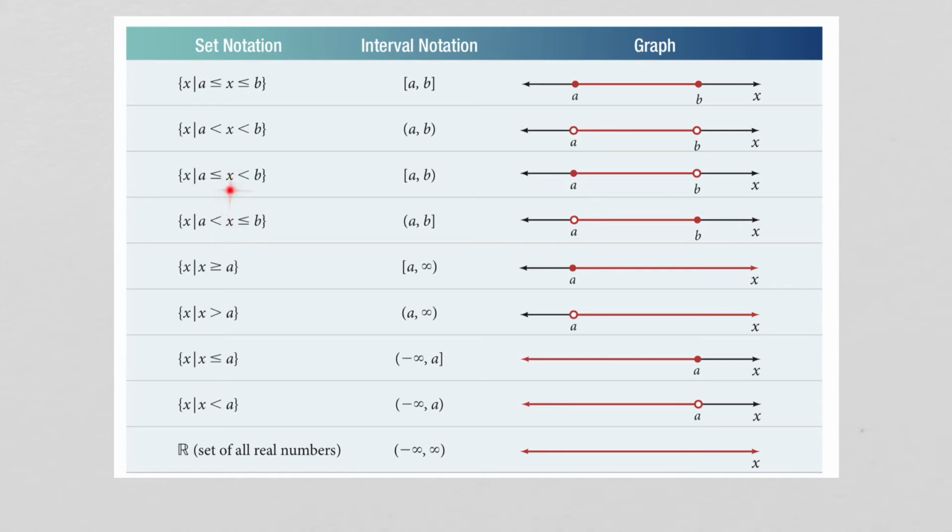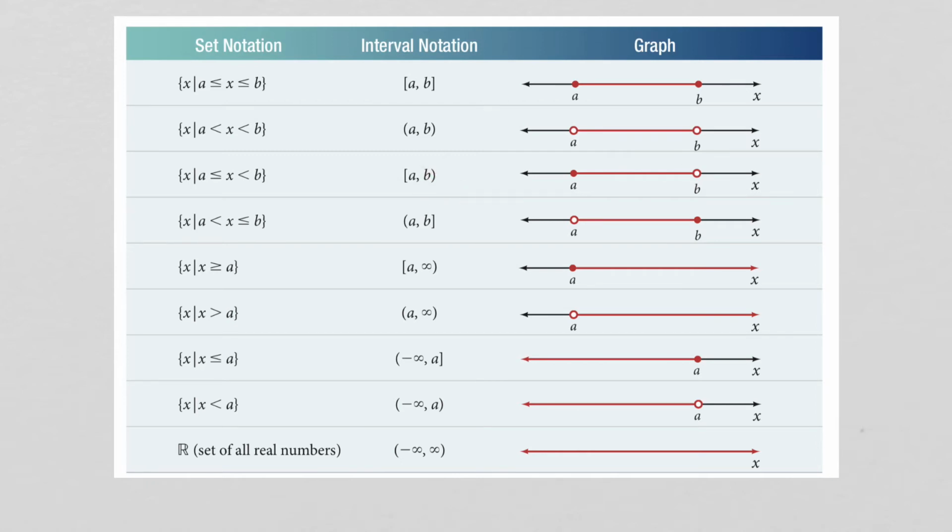Now, the next couple of examples are essentially the same thing, but notice in one we are including a but not b. In the other, we are not including a, but we are including b, and you can see that on the number line here. The solid dot means we're including, the open circle means we are not including, and then where you have the solid dot, you will have a bracket, and where you have the open circle, you will have a parentheses.